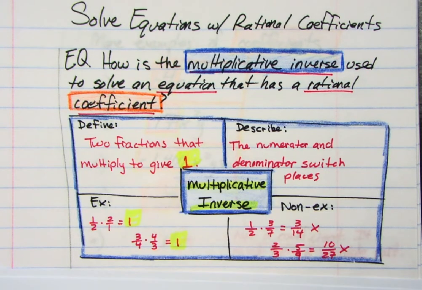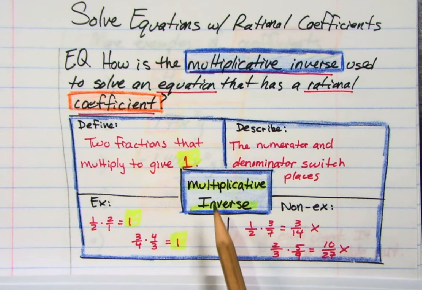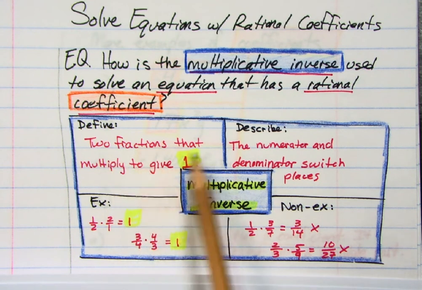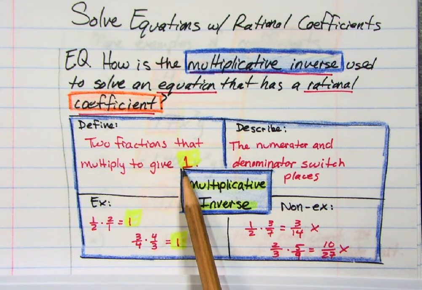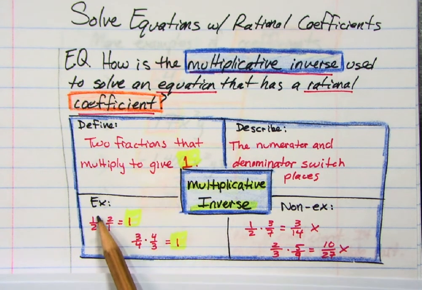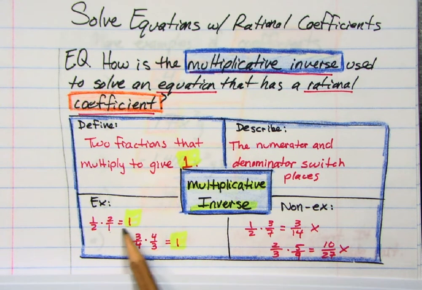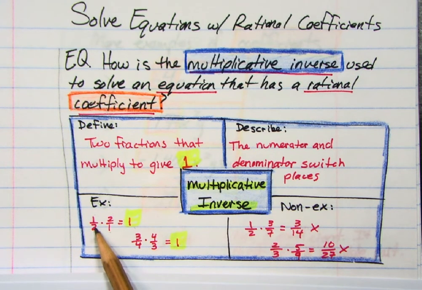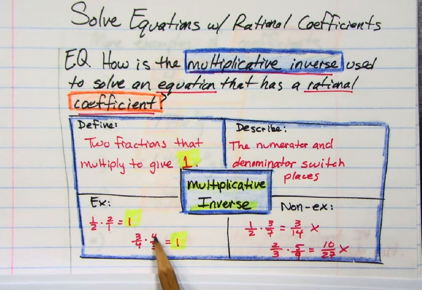So the first word I'll talk about is multiplicative inverse. The definition is two fractions that multiply to give one. Those are called multiplicative inverses of each other. Here's an example. 1/2 times 2 over 1 is equal to 1. Think about it: if I have 2 halves, I get a whole 1. Same is true if I have 3/4 times 4/3.